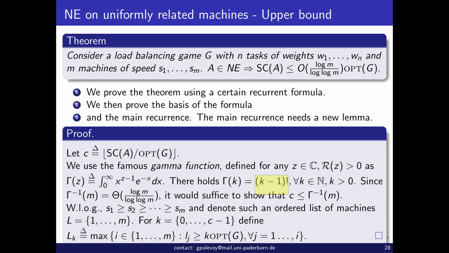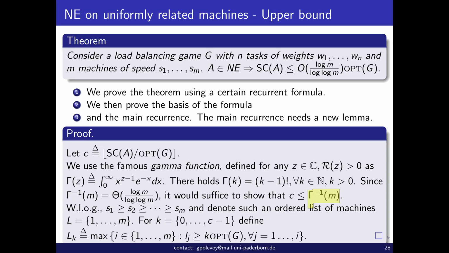And we also use the fact that it's known that the inverse of the gamma, for all the domains we need, is of the order, up to a constant, and I remind you that theta means of the order, of log m divided by log log m. So it would suffice to show that S, this thing we need to bound, is at most the inverse of gamma of m.